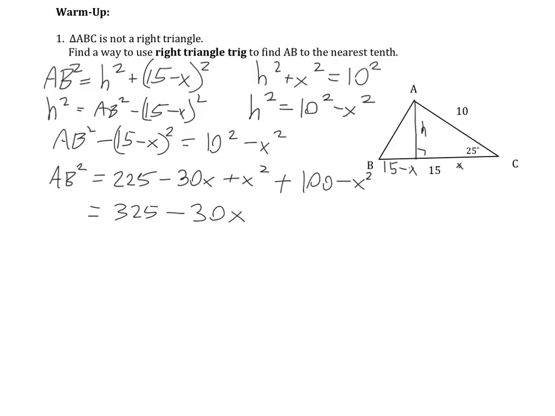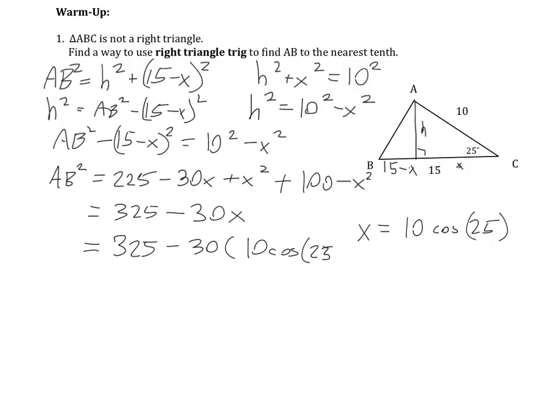Now, what does X equal in this problem? Well, X equals 10 times the cosine of 25 if we set up that ratio. So we're going to substitute this in. So we get 325 minus 300 cosine of 25.